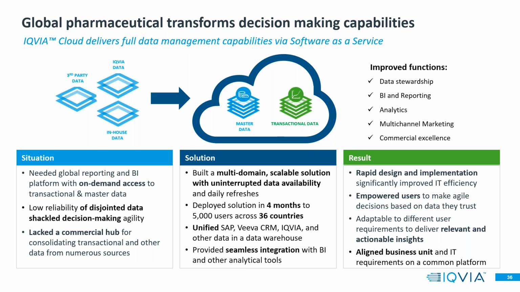In terms of the scope of the project, it was huge: 18 different data sources for each of 36 countries, 73 different data entities, and 5,000 end users impacted. We have 3 tenants across 3 major geographic regions.